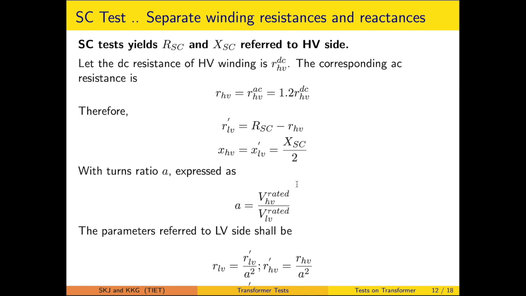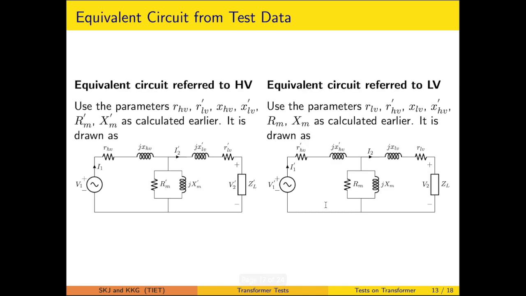Now when we have to refer a parameter to the low voltage side, you have to divide by the turns ratio square, where the turns ratio is defined as V rated HV upon V rated LV. This is a summary of what has been discussed previously. When the transformed parameters are used, the exact equivalent on either side can be obtained. There is no problem as such.